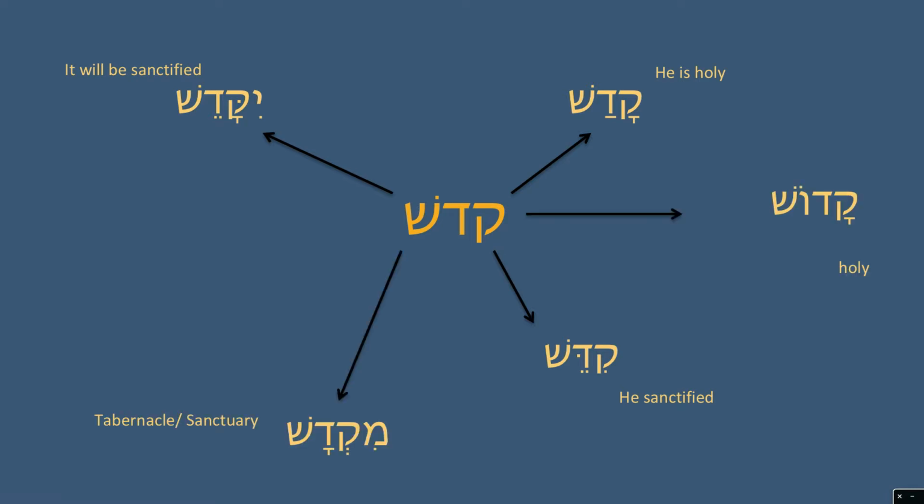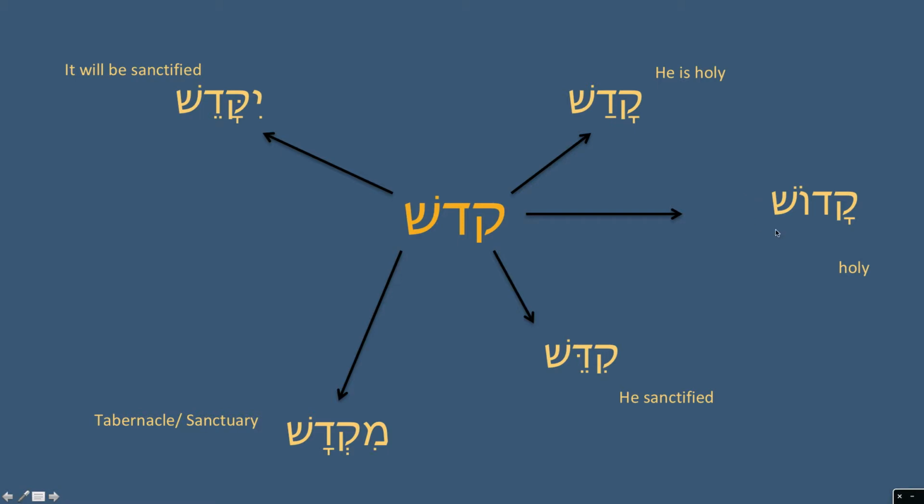And then we can also make nouns and adjectives. So at the bottom, here we have our shoresh, kuf daled shin, and here we have added the prefix mem. So quite often, not all the time, but quite often, when we put a mem before a particular shoresh, it makes a noun. So in this case, mikdash means tabernacle or sanctuary.